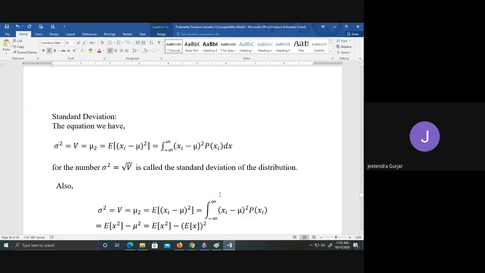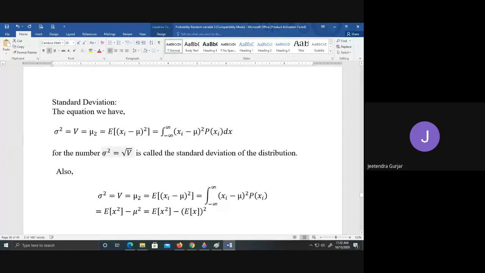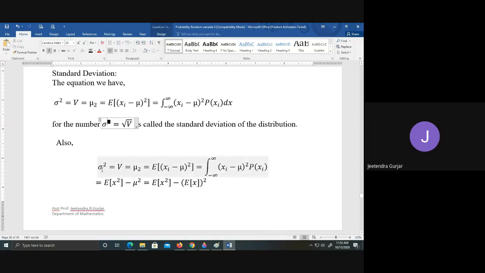So what will be the standard deviation? I'll repeat once again. Standard deviation, we are going to get as sigma is equal to square root of V. Just remember, if I ask anybody what is the standard deviation of the distribution, for discrete as well as continuous random variable, it is sigma is equal to square root of V.